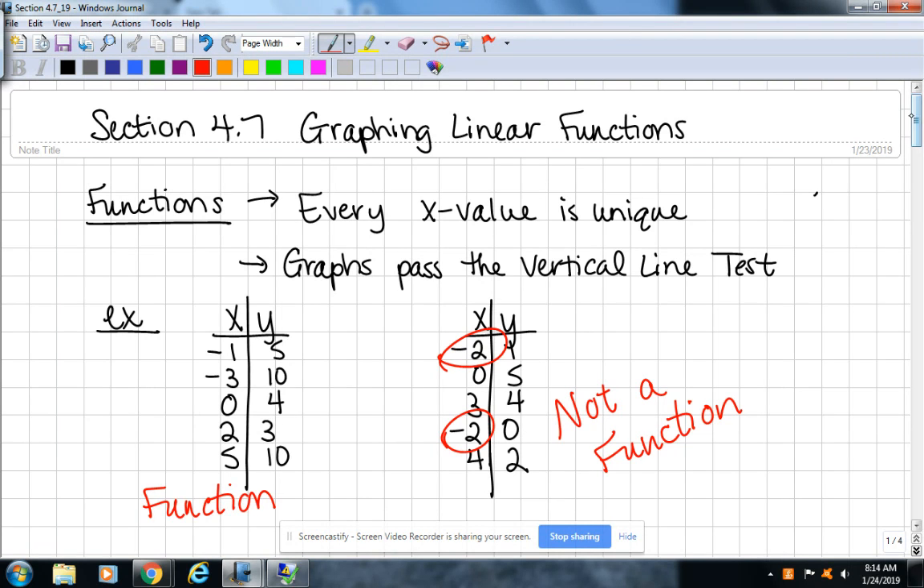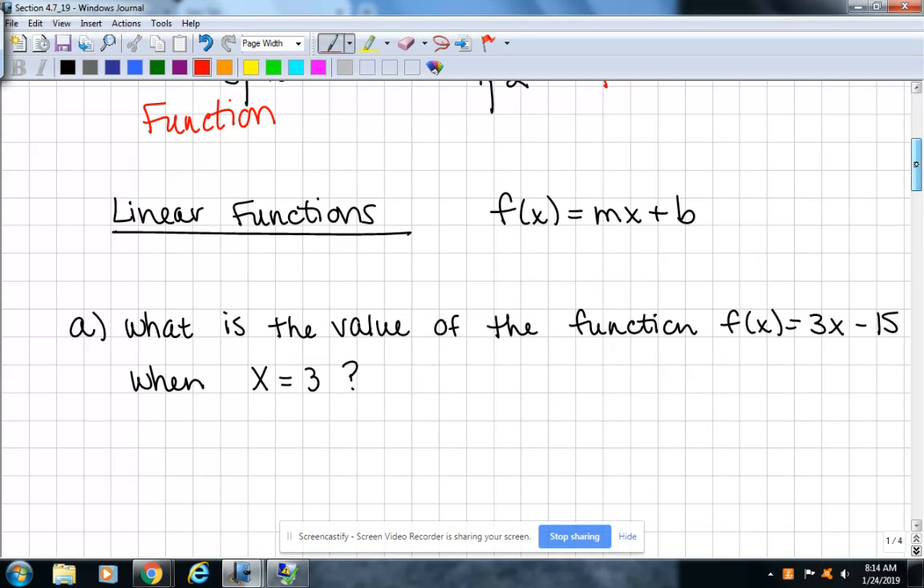All right, so what we're going to do is practice finding function values for a linear function. A linear function does what a linear equation does, and that means it makes a line. A linear function is the same as a linear equation, except instead of y equals mx plus b for slope-intercept, instead of calling it y, we call it f of x. That f parentheses x means f of x.